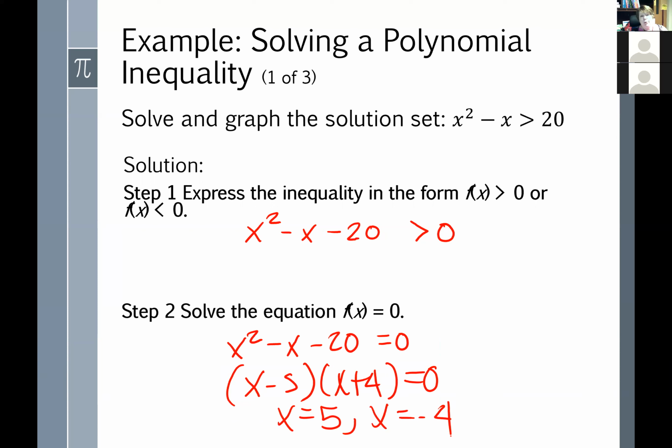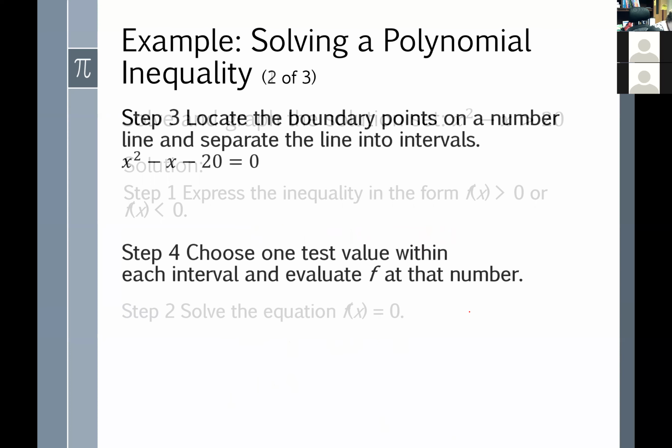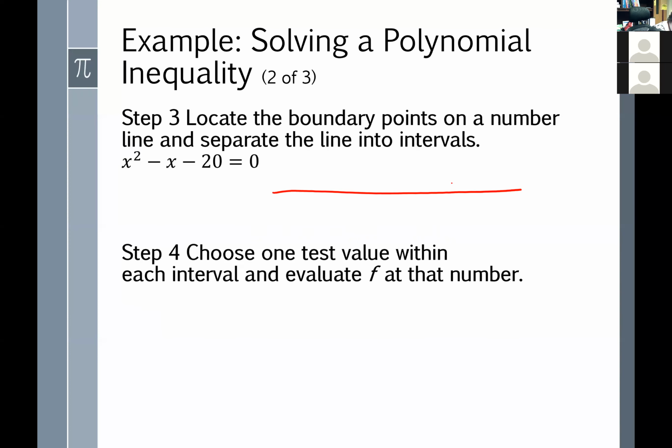So I have these two boundary points. Boundary meaning they separate my number line into intervals. So I have a boundary point at -4 and a boundary point at +5. So I'm going to go quick, draw my number line. And I have a boundary point at -4 and a boundary point at 5.